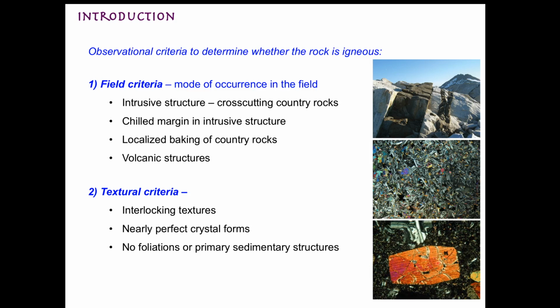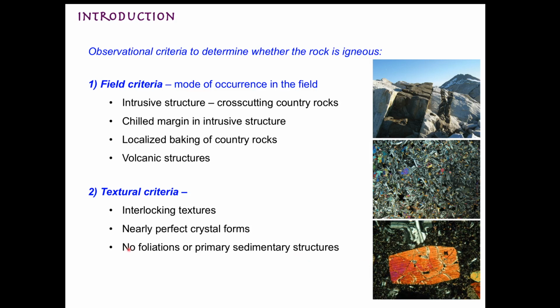The second thing is nearly perfect crystal forms. For example, you can see a mineral out here with a very nice crystal form, very straight grain boundaries, and the shape of the crystal is also preserved. These are very common in igneous rocks because when a mineral crystallizes in a magma, it has open space to form nice crystal faces, which does not happen in a metamorphic rock, and a sedimentary rock has a completely different way of forming.